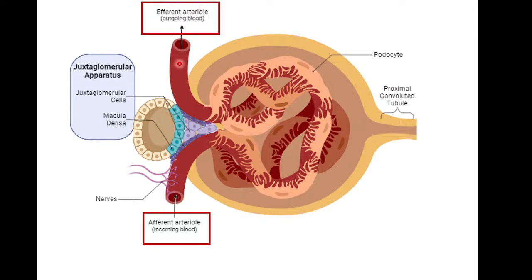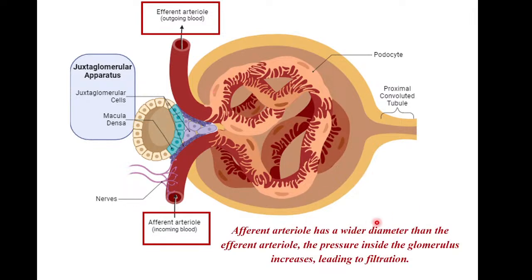efferent arteriole. If we see the diameter of these arterioles, we find that the afferent arteriole has a wider diameter than the efferent arteriole, and the pressure inside the glomerulus increases, leading to the filtration. This was about glomerular filtration.